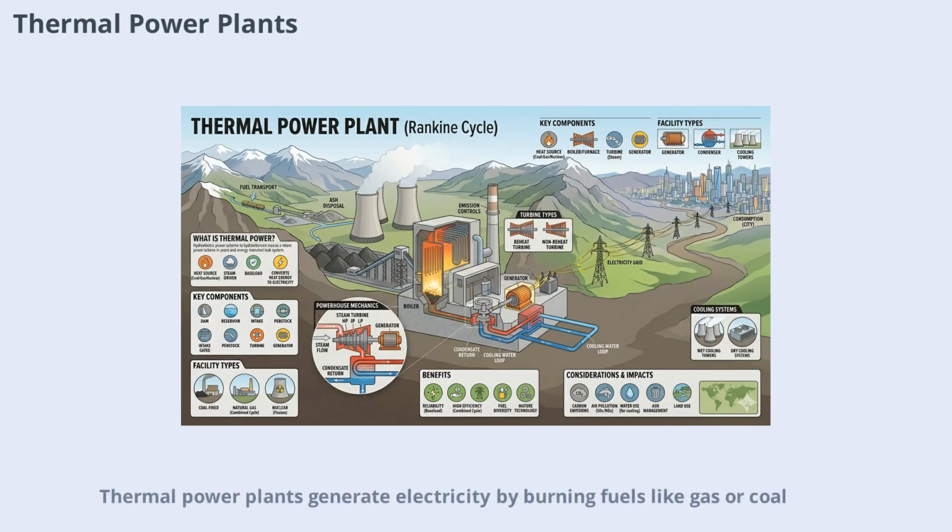Thermal power plants generate electricity by burning fuels like gas or coal. The heat produced spins turbines, which then generate electricity. While thermal power is reliable and can produce large amounts of energy, it also has environmental drawbacks such as emissions and fuel consumption. Despite these challenges, thermal power remains a major part of the world's energy mix, especially in regions where other resources are limited.